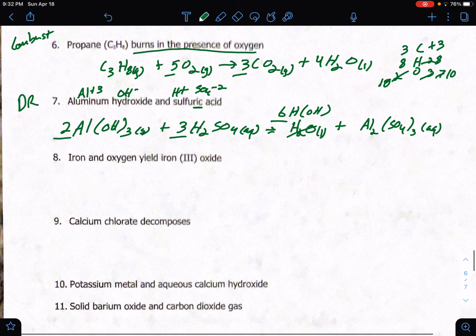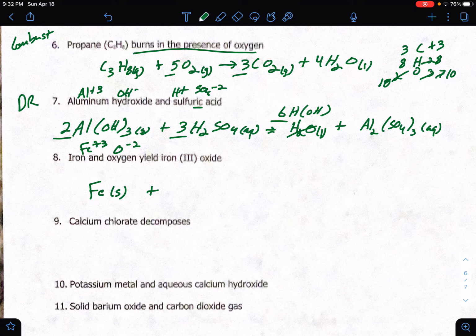Iron and oxygen yield iron 3 oxide. So iron is Fe, and it told me iron 3 oxide, so this is +3. Oxygen is O, -2. So this basically gave me everything I needed. So iron is going to be a solid plus oxygen gas, so O2, and that's a gas, is going to make me iron 3 oxide.